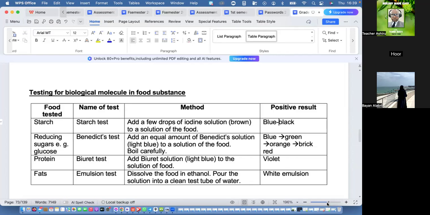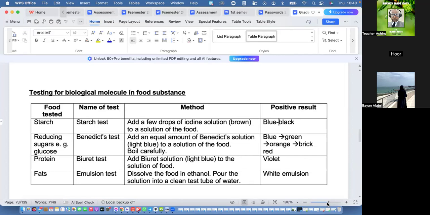So when you mix the solution of iodine with a food substance that contains starch, it is brown at first, but the result will show blue-black after a period of time. You see that the color will change from brown to blue-black.